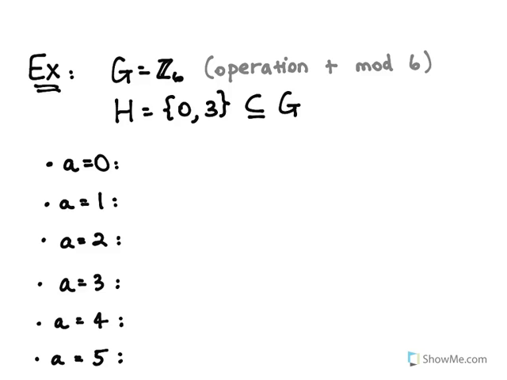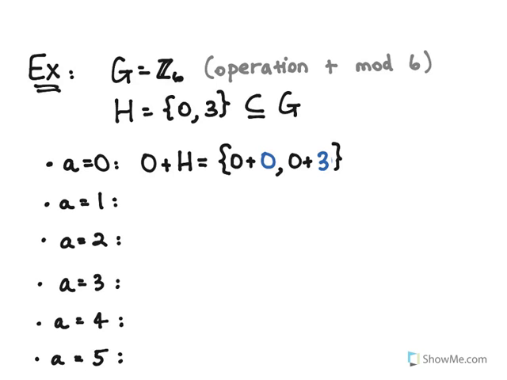So let's let G be the group Z6 under the operation of addition modulo 6. And let's let H be the subset that contains 0 and 3. So again, this is a subgroup of G. So now I can form a left coset a plus H for any a in the group Z6. And I'm going to run down all the 6 possibilities. a could be 0, 1, 2, 3, 4, or 5.